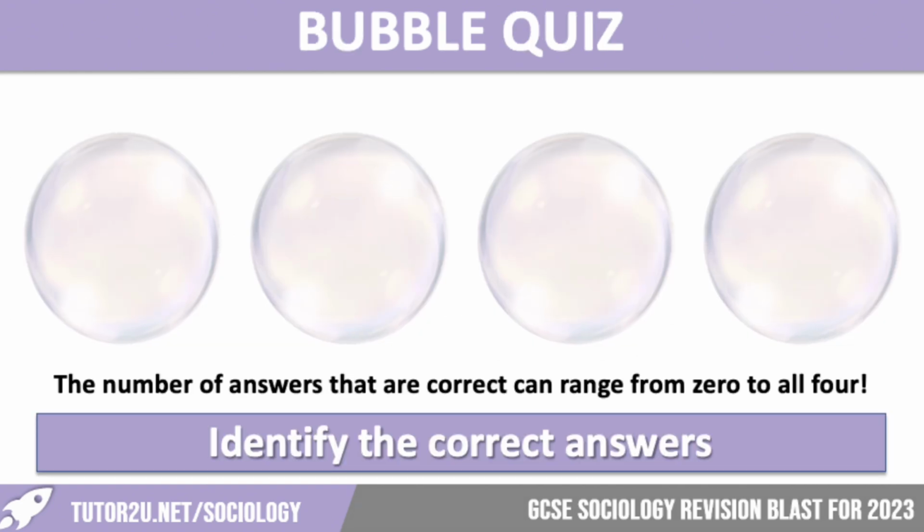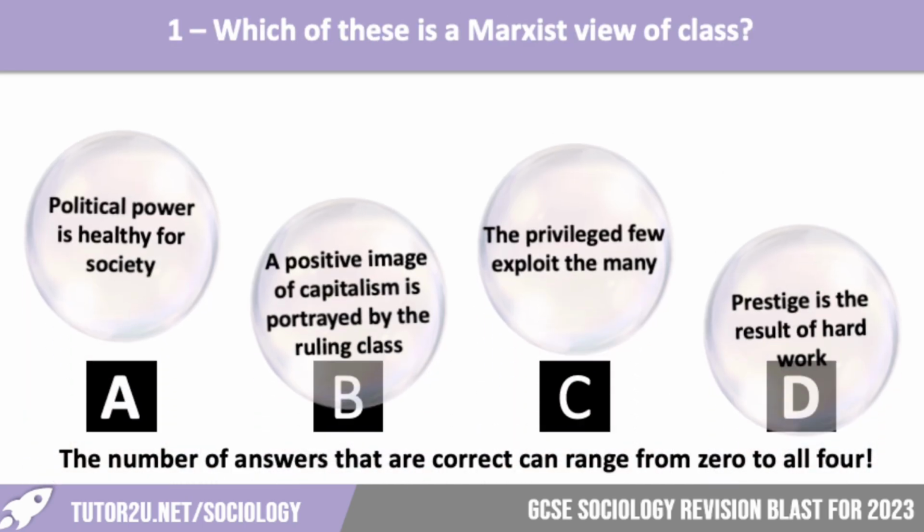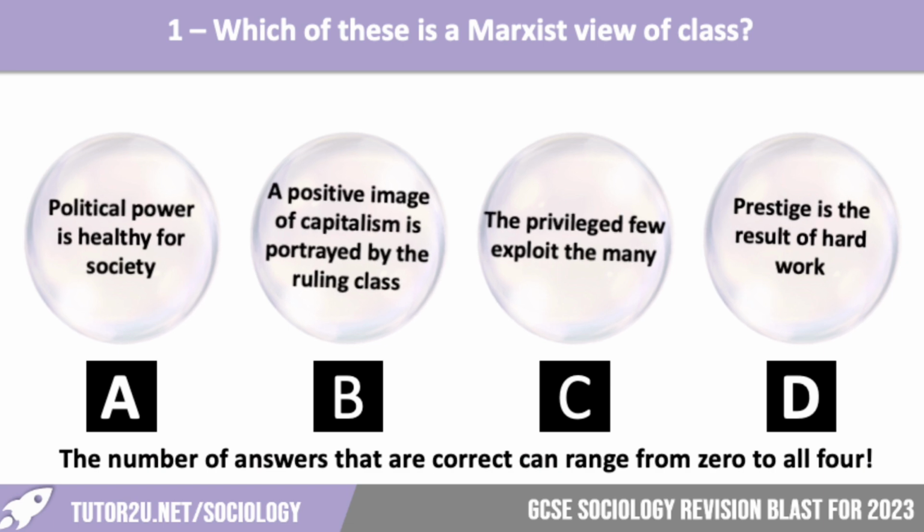We are now going to move on to a bubble quiz. You are going to see a number of questions, and the number of answers that are correct can range from 0 to all 4. So you just need to identify, so note down the correct answers. So number 1. Which of these is a Marxist view of class?